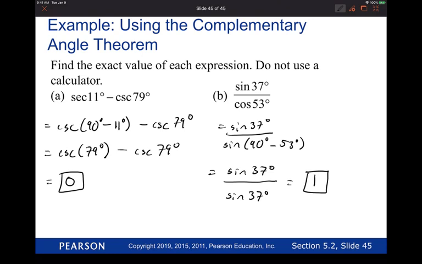Cosine is sine of 90 minus 53. Right, sine and cosine go together. Yeah, that's the complementary angle theorem. So sine is cosine of 90 minus theta and vice versa. Secant is cosecant of 90 minus theta and vice versa. Yes. Is it okay? Like he's saying, you just have to keep working it and you will see it.